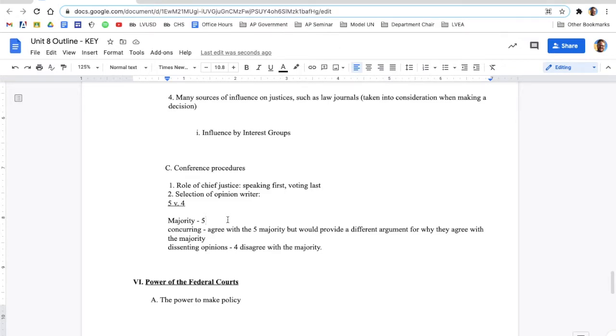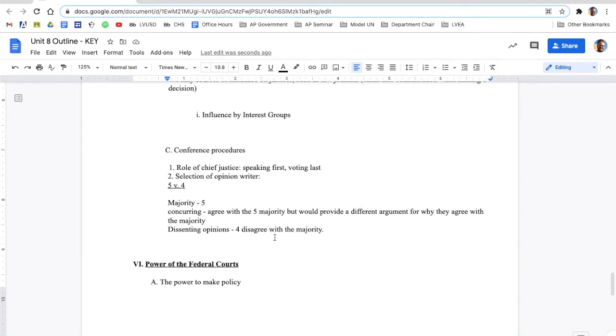So a different way of getting there, but agrees with the majority. And then we don't call it a minority decision, we call it a dissenting opinion. And the dissent, in this case, is the four. And the four disagree with the majority, and this is their opportunity to put in writing why they disagree with the decision. Sometimes, because things change, eventually the dissenting opinion can become the majority decision of the court.